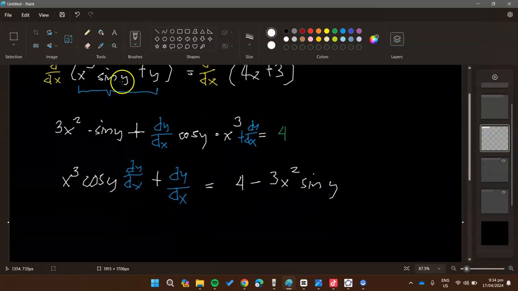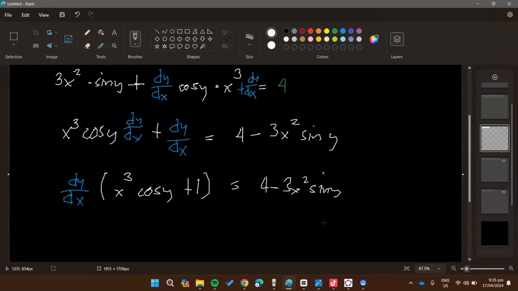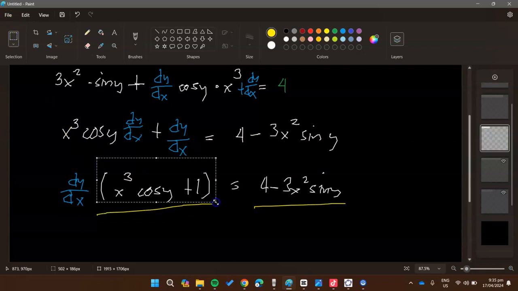And then we factor out dy/dx. So this will give us dy/dx. What will remain now is what? We will now have x cubed cos y, and then plus 1. And again, this is equal to 4 minus 3x squared sine y. And to solve for dy/dx, divide everything by, let me just grab and copy that. Divide everything by this.